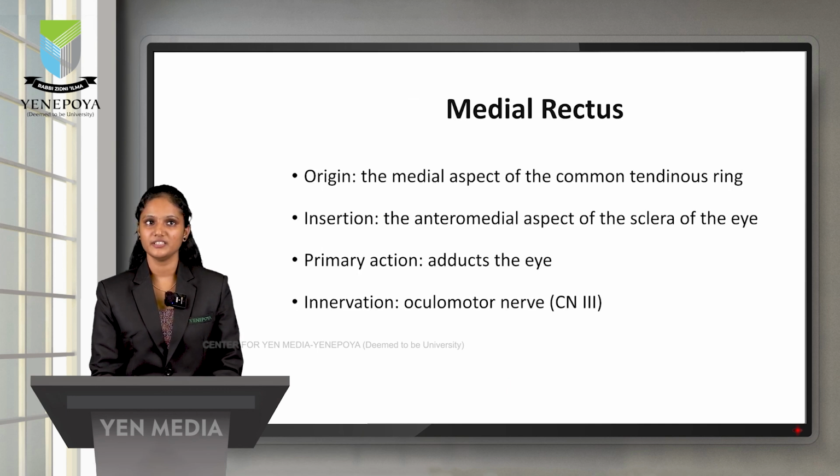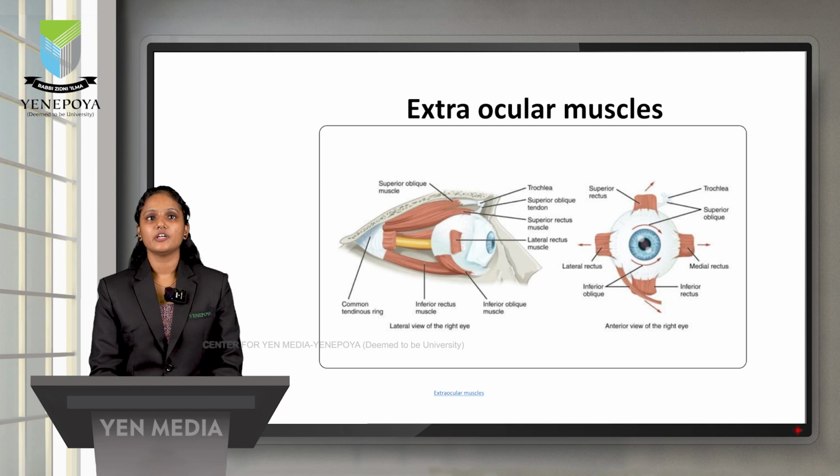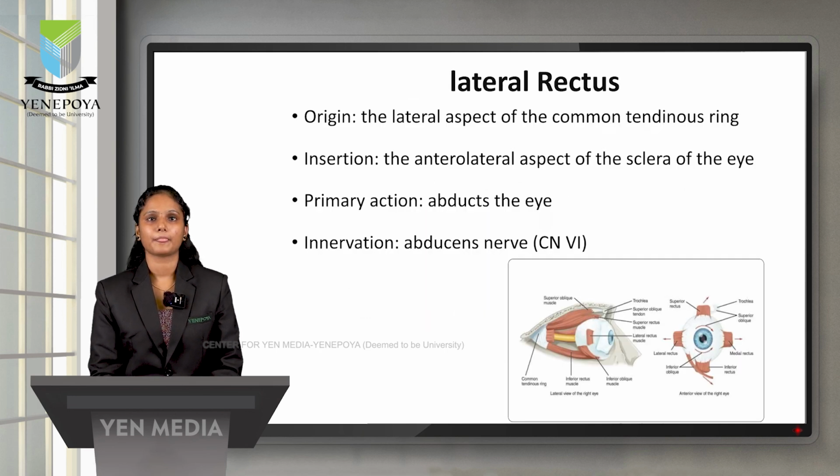Next is the medial rectus. The medial rectus is originating from the medial aspect of the common tendinous ring and gets inserted into the anterior medial aspect of the sclera of the eye. The primary action is adducting the eye, and it is innervated by the oculomotor nerve, that's the third cranial nerve. So in the figure also we can see that the medial rectus is starting from the common tendinous ring and gets attached to the medial side of the eye.